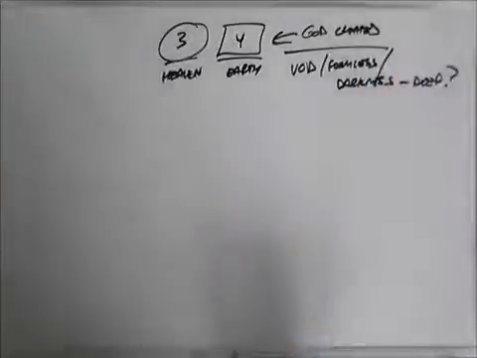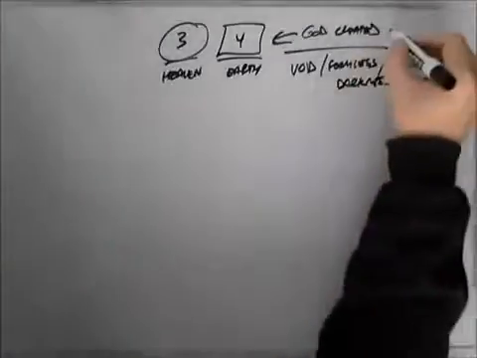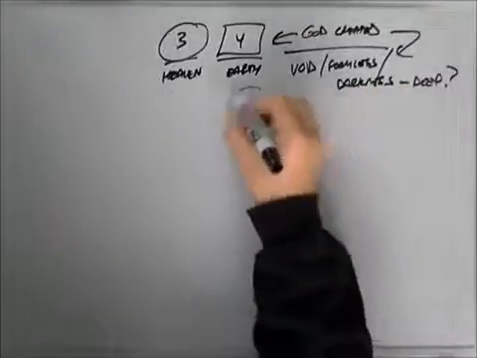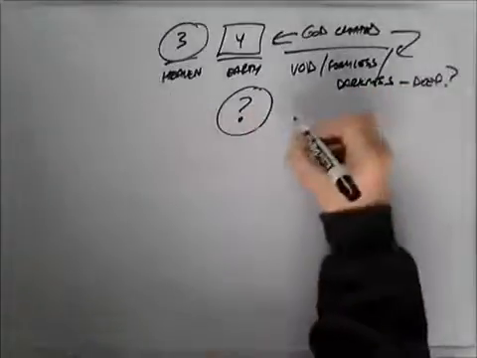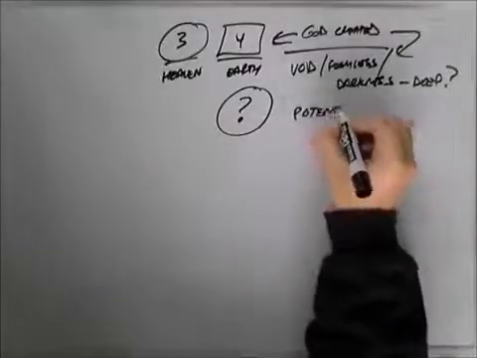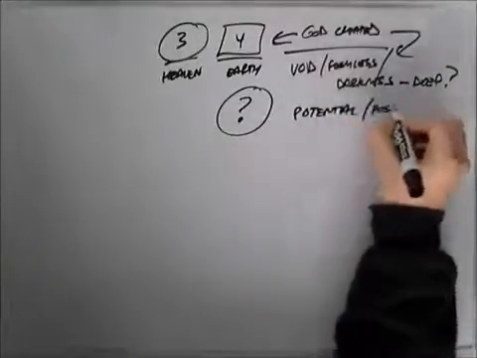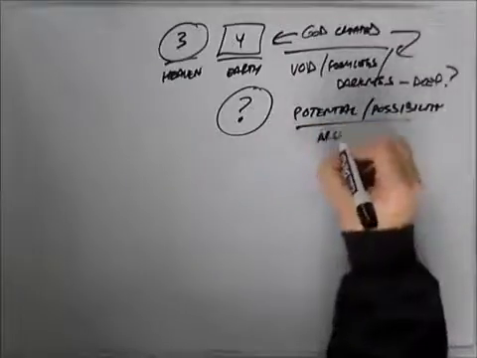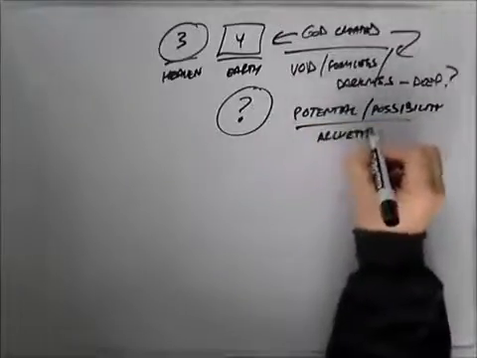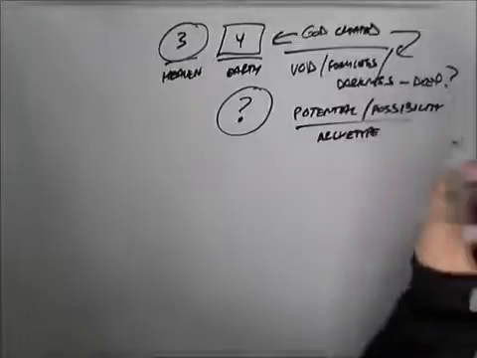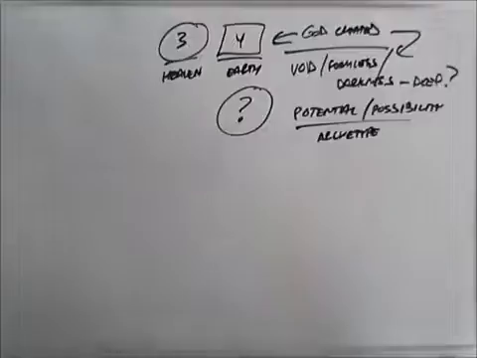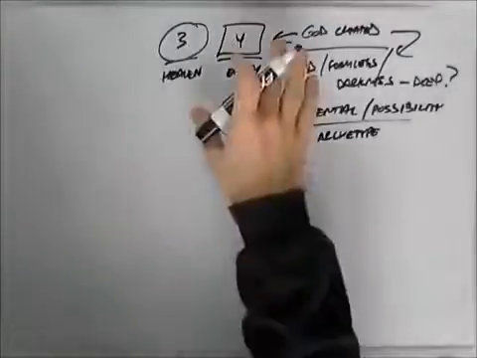So what's going on here? If God created something, but yet it had no form and it was void, what did God create? God created the potential, the possibility. He created the archetype of form. The archetype, the potential, the possibility of a heaven and earth being in existence. So nothing was actually created yet.